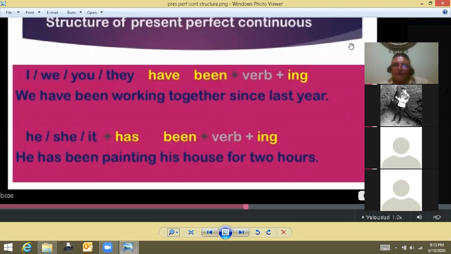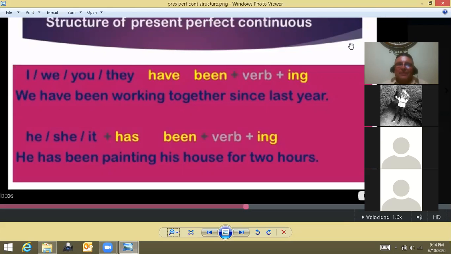Can you hear? Have we been working together since last year? Uh-huh. How will you transfer the second sentence into a question form? Has he been painting his house for 2 hours? Good. Has he been painting his house for 2 hours?